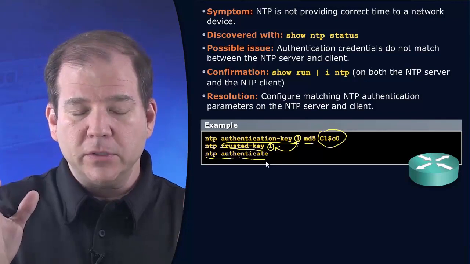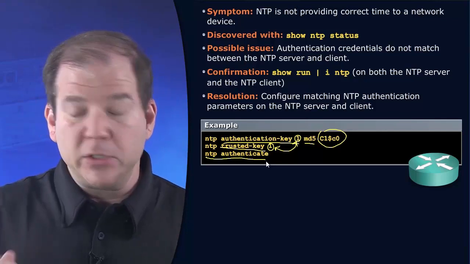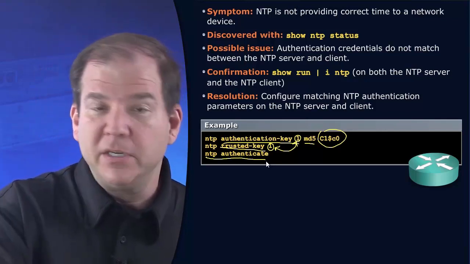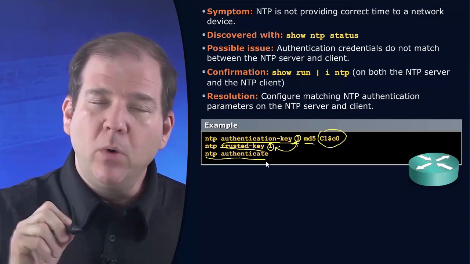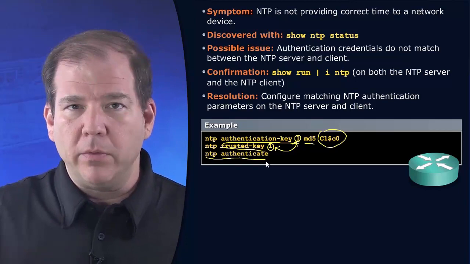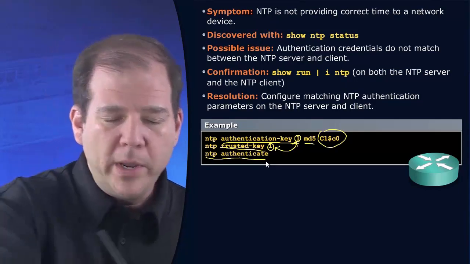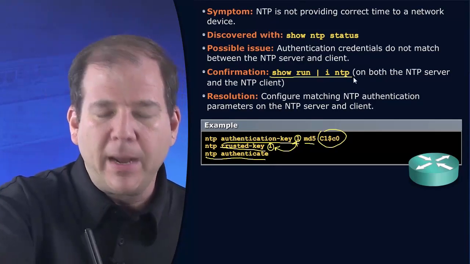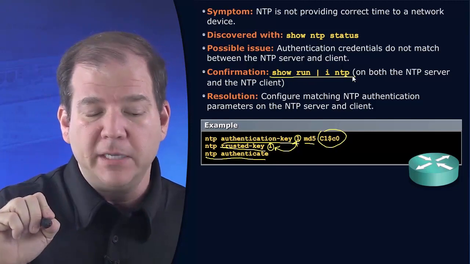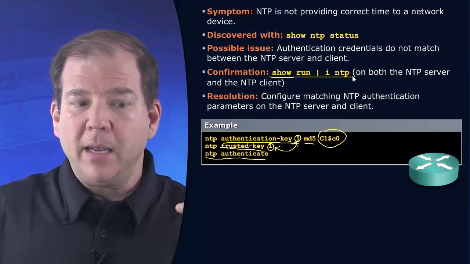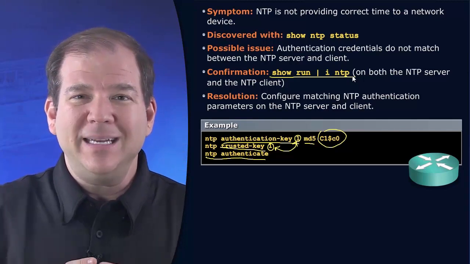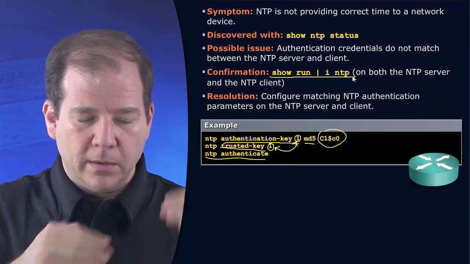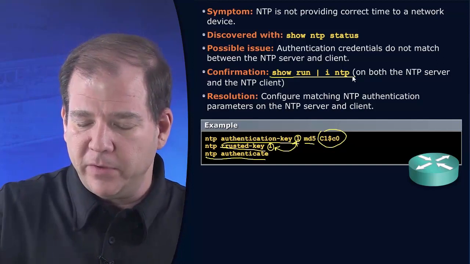This needs to be a matching configuration on the other router. Between the client and the server, this configuration needs to match, with the exception that they could use different locally significant numbers to refer to their local key. If we want to see this without having to wade through all the show running-config output, we could say show run and pipe to include NTP. That way any command, like these 3 critical commands we see on screen, if any command has NTP in it, we're going to see it. That way we can zoom in just on our NTP configuration.